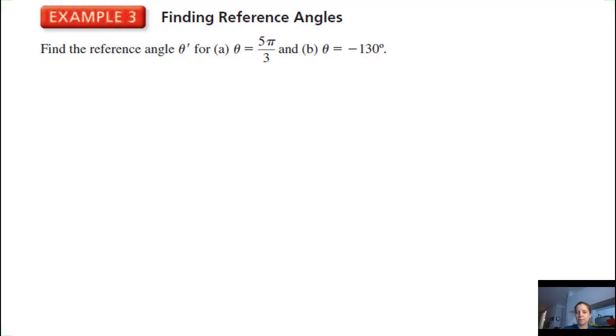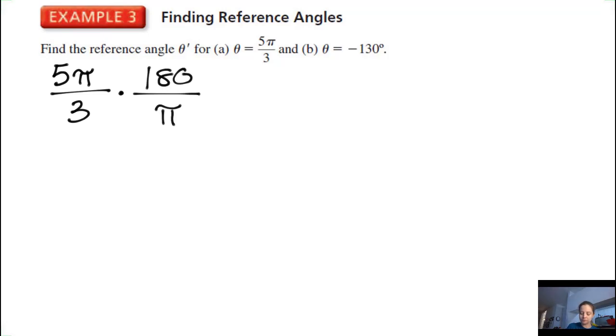Example 3, finding reference angles. Find the reference angle theta prime for theta equal 5 pi over 3. So they're giving us the angle in radians. I work much better in degrees, so I'm going to go ahead and convert these radians to degrees. 5 pi over 3, to convert that to degrees, I multiply it by 180 over pi. Get rid of the pi's. 3 divided by 180 is 60. So 5 pi over 3 radians is the same as 300 degrees.